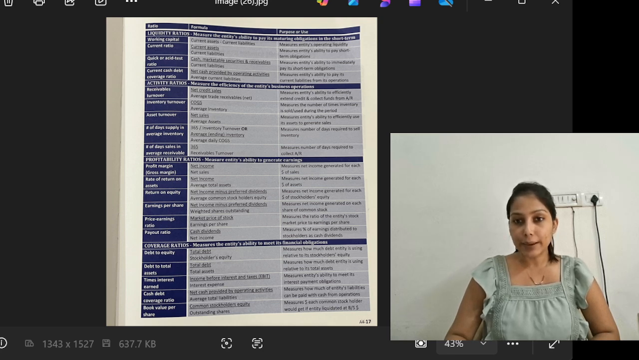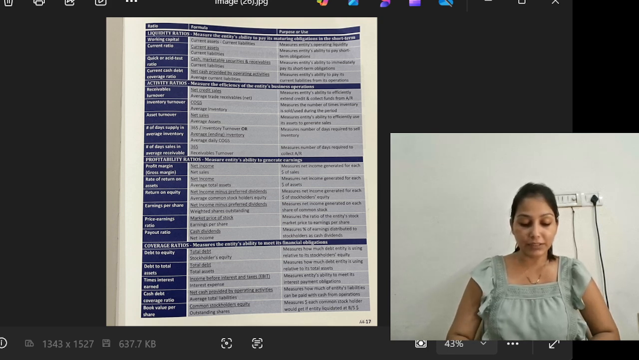Working capital is current assets minus current liabilities, and it measures the operating liquidity of the entity. Current ratio is current assets divided by current liabilities, and it measures the entity's ability to pay short-term obligations. Quick or acid test ratio is cash, marketable securities and receivables divided by current liabilities, and it measures the entity's ability to immediately pay its short-term obligations. Current cash debt coverage ratio is net cash provided by operating activities divided by average current liabilities, and this measures the entity's ability to pay its current liabilities from operations.